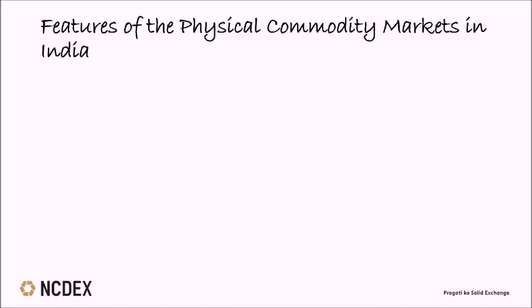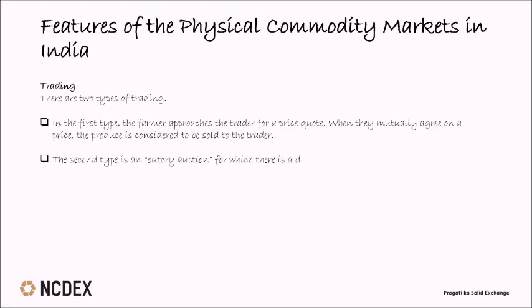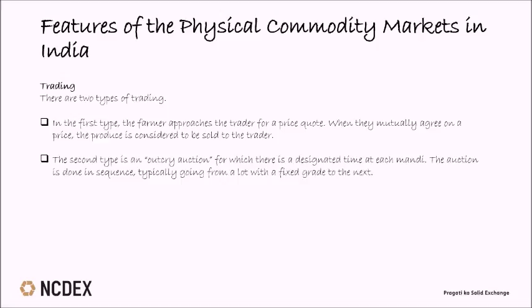Now let's understand the aspects of trading. There are two types of trading. In the first type, the farmer approaches the trader for a price quote. When they mutually agree on a price, the produce is considered to be sold to the trader. The second type is called an outcry auction, for which there is a designated time at each mandi. The auction is done in sequence, typically going from a lot with a fixed grade to the next.